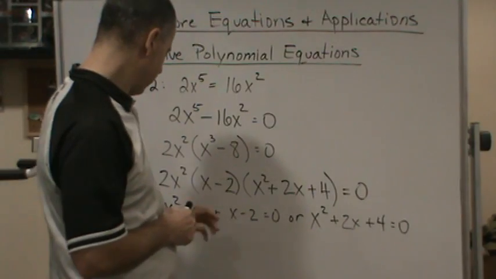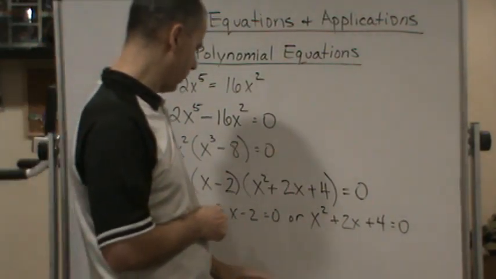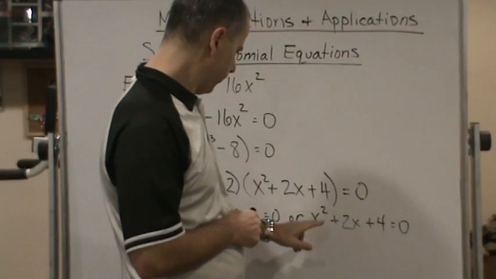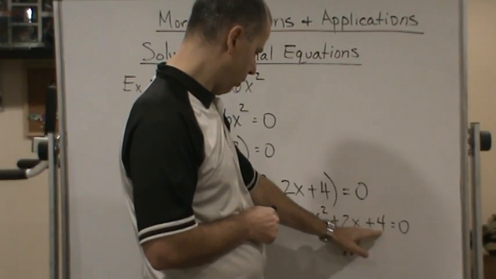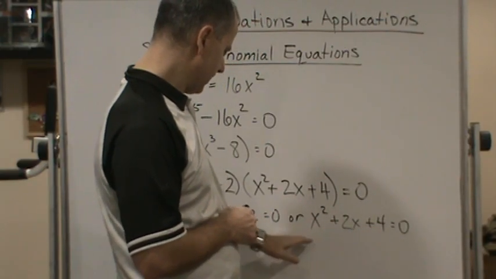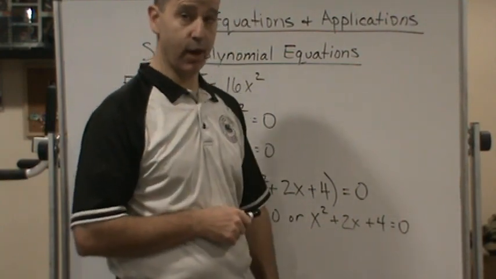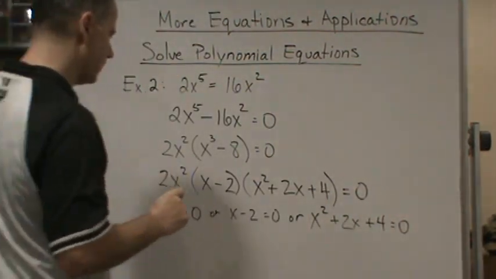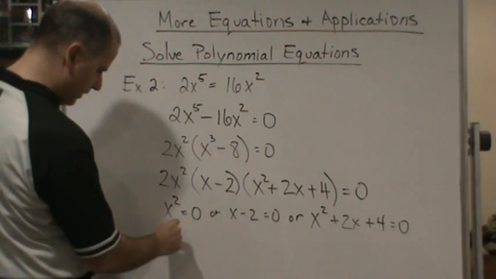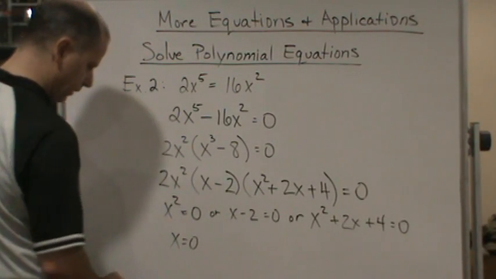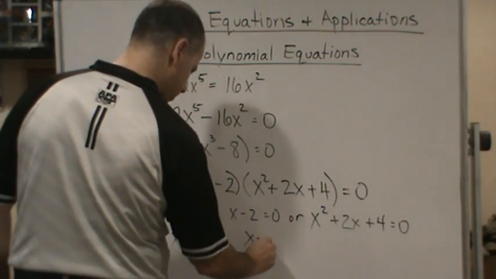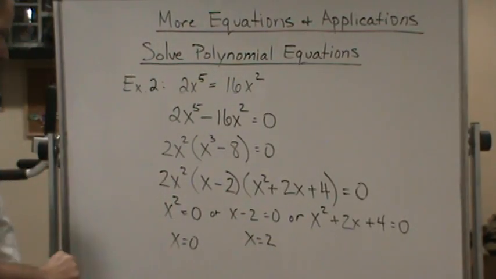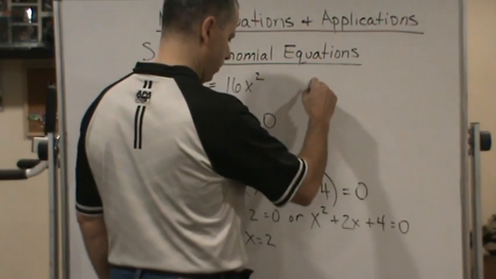So now in this case here, we could solve this one and this one. Here we've got another trinomial, but if you notice, there are no factors of 4 that are going to add to 2. This is not going to be factorable, so we're going to have to use the quadratic formula for that case. Okay, so let's solve for this one. So this is just going to give us x is equal to 0, right? This is going to give us x is equal to 2. And then here we'll just do the quadratic formula.